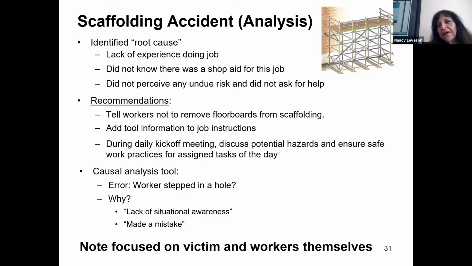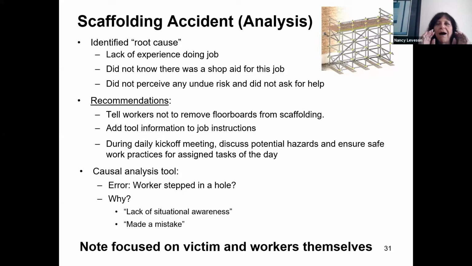Nobody steps in a hole on purpose if they know it's there. And the other one, there were two branches in this silly thing. Made a mistake. Yeah, that's why he did it. He made a mistake. Well, of course, that's by definition. All of this is focused on the victim and the workers themselves.